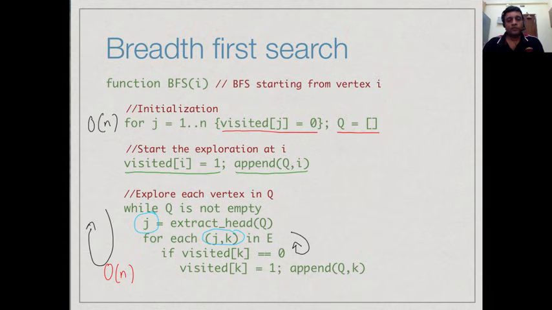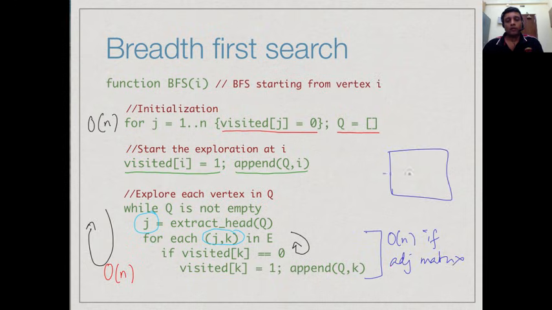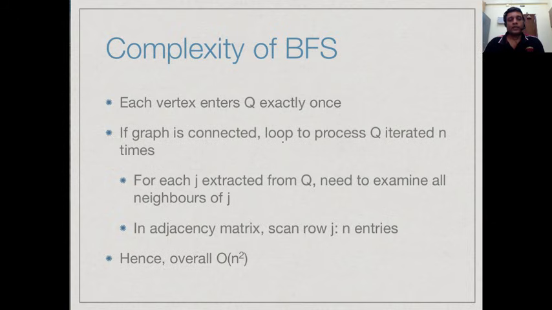Now, for each vertex, we have to scan all its neighbors. So what we said was that this will be order n if we have an adjacency matrix, because we need to go to the first entry for j and we have to look at the entire row for j. So this is order n. Therefore, if the graph is connected, first of all, every vertex will get into the queue. So we will do the queue loop exactly n times. And for each j that is extracted, we need to examine all its neighbors. So that will be a scan of size n. And therefore, overall, it's order n squared. These two nested loops of size n.